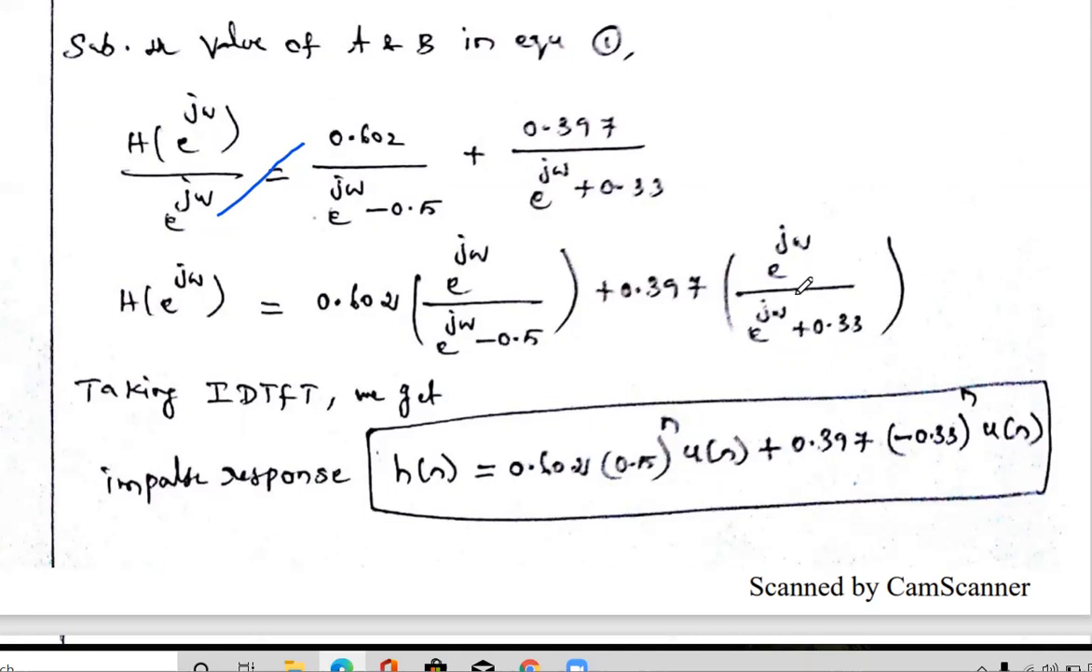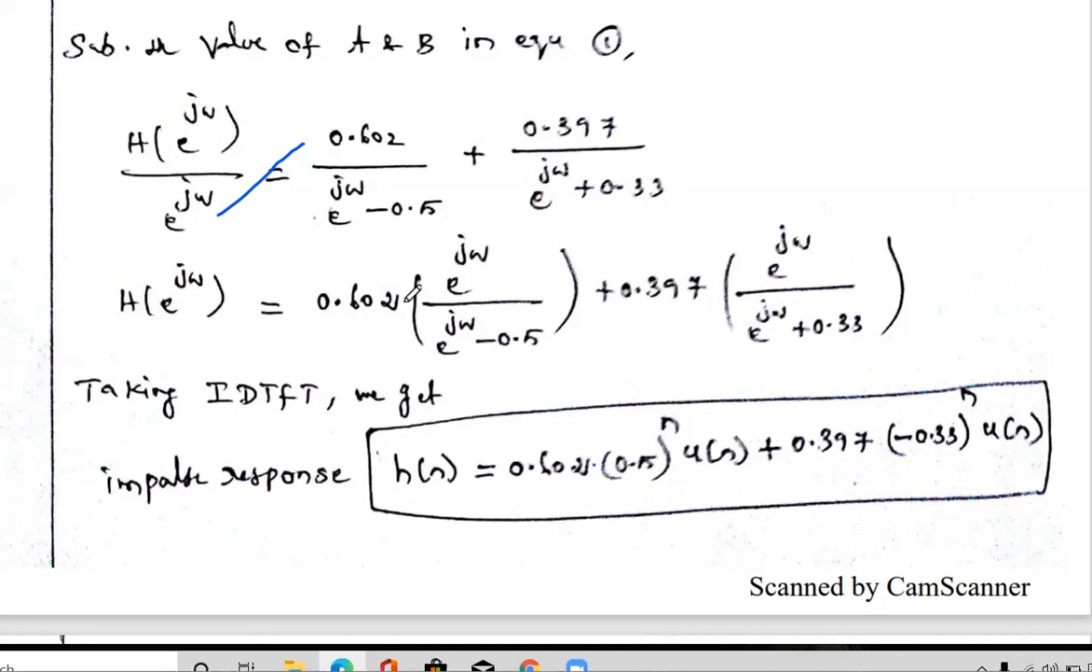Okay, so from that, our aim is to find the impulse response. What is meant by impulse response? Small h of n. So h(n) is calculated by taking the inverse DTFT of the above equation. What is the inverse DTFT of capital H(e^jω)? It's small h(n). So it equals 0.602, you write the constant as it is, and you see this term e^jω/(e^jω minus 0.5).